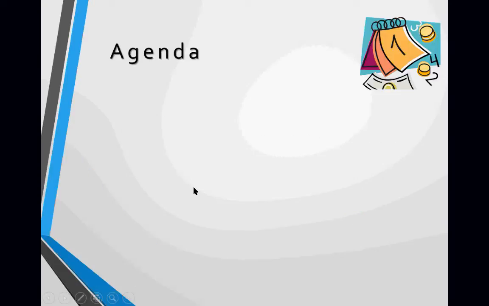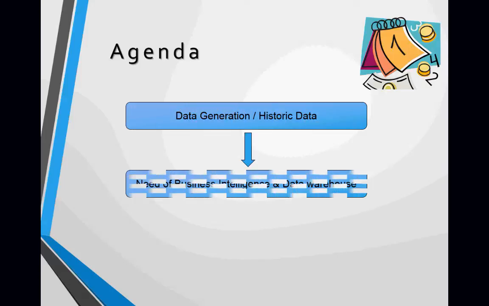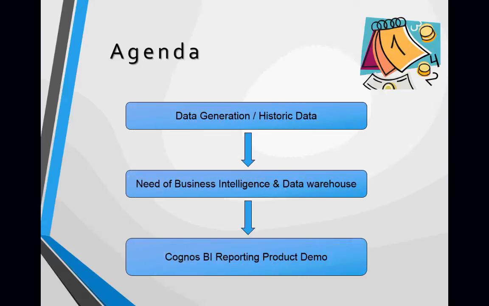As far as today's session is concerned, it is mainly an agenda session to talk about what BI is, a basic introduction, and then the main important thing we're going to do is look at the demo. So as far as the agenda is concerned, first we're going to give you a background of how data is getting generated. Then we will talk about what is business intelligence and data warehouse, why do we need to do analysis, and things like that.